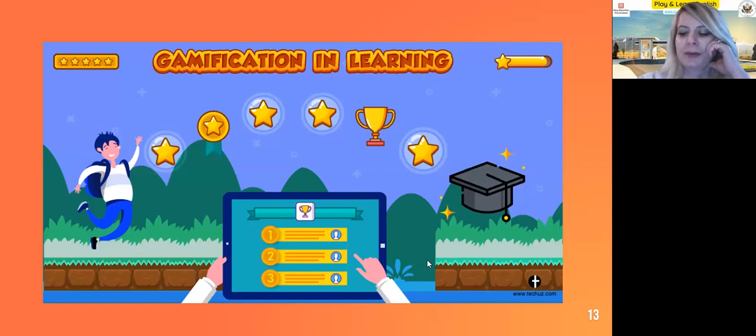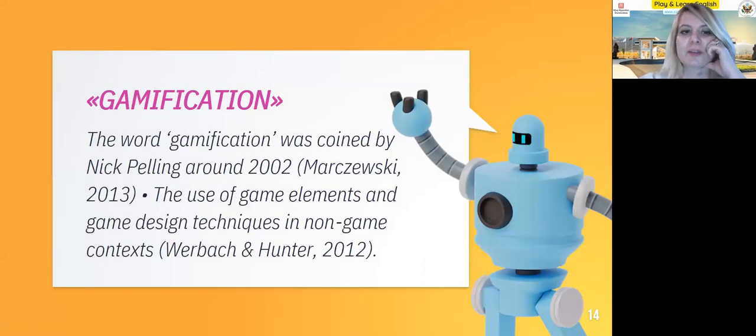Okay, so let's have a look. Here, the word gamification was coined by Nick Pelling about 2002 and generally described as the use of game elements and game design techniques in a non-game context. So basically your classroom is a regular one, you might have some regular practices. Sometimes you might use some games in your language learning. This is game-based learning or using games in language teaching. This is something we are familiar with.